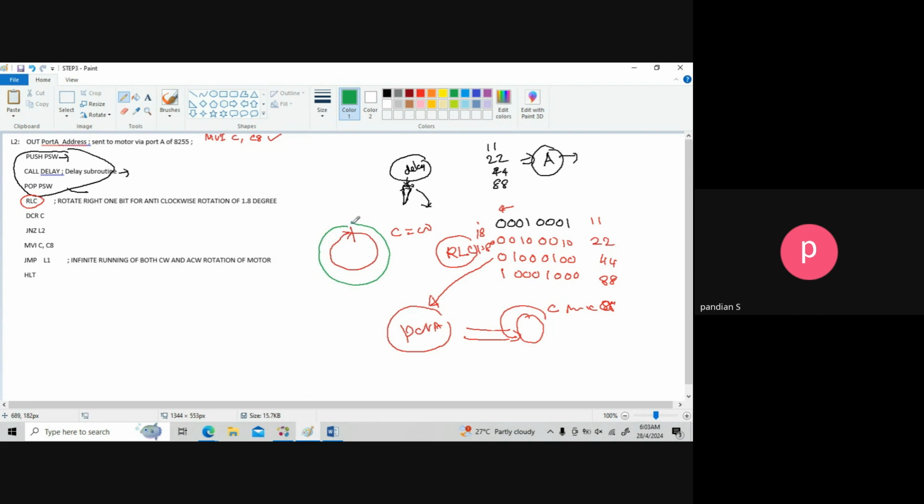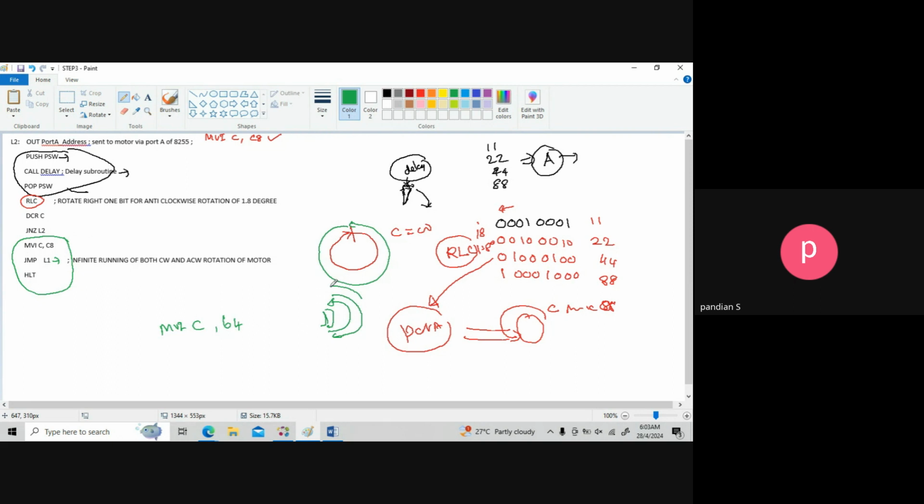right? Then this anti-clockwise and clockwise rotation moves continuously now. Then for that, once again, we have to reset C8, and then you have to jump to L1. Then that clockwise direction, anti-clockwise direction keeps rotating continuously for one clock speed. Suppose you want a different clock speed, then in the place of move immediate C, you have to put 64, which gives a 180 degree clockwise rotation. So 180 degree clockwise rotation, and another 180 degree anti-clockwise, 180 degree clockwise, anti-clockwise.